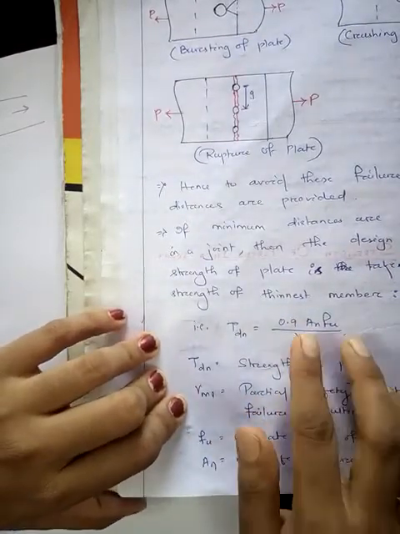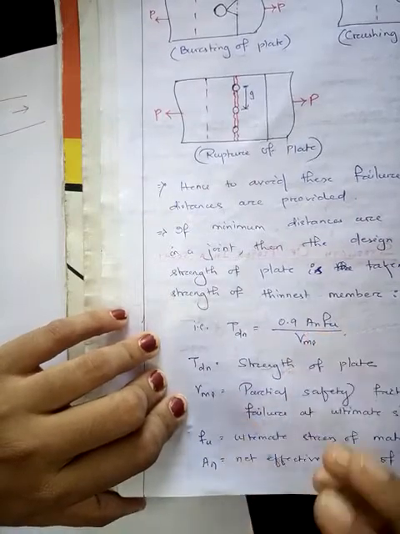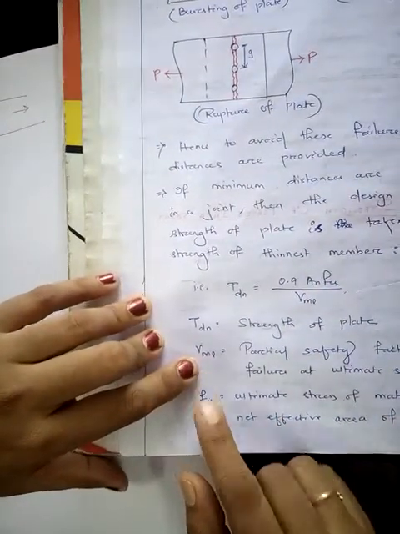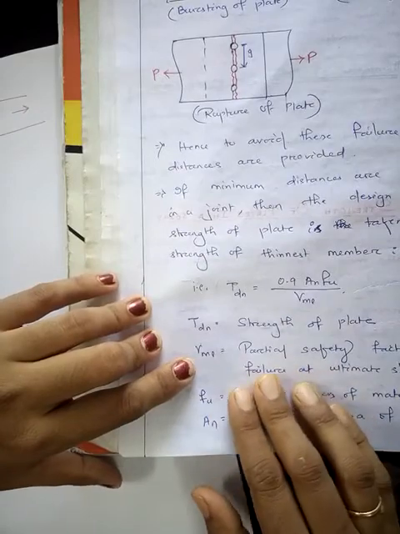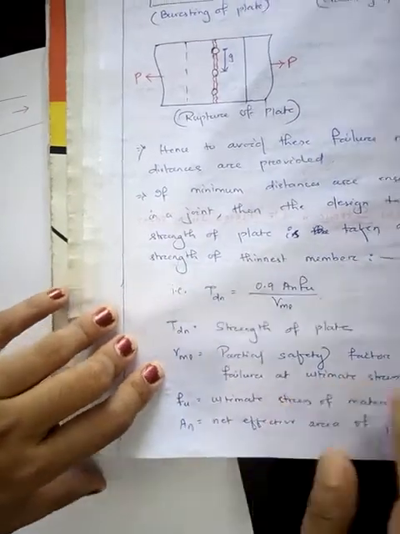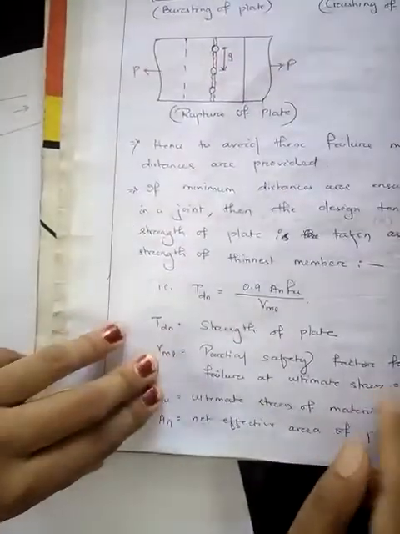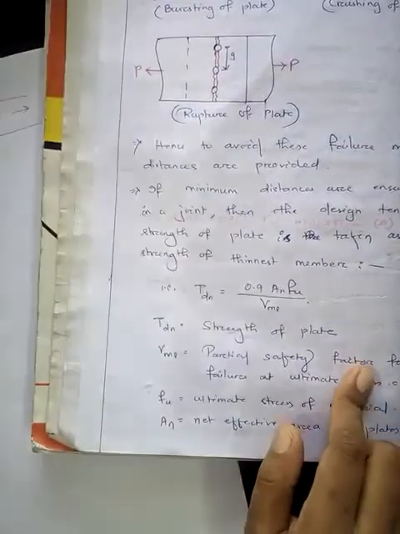Let us know what An, Fu and gamma m1 symbolize. Gamma m1 is the symbol for partial safety factor for failure at ultimate stress, which is taken as 1.25. This value is also given in the code book. Let me show you where this formula has been given.